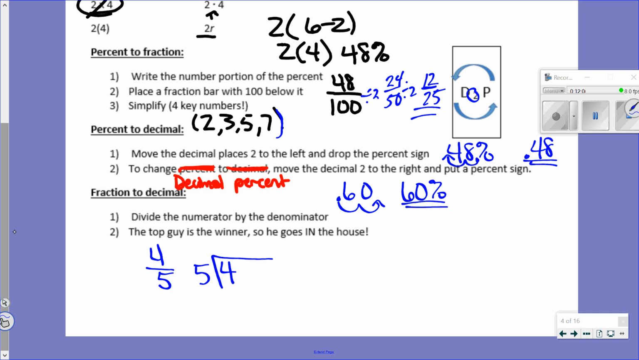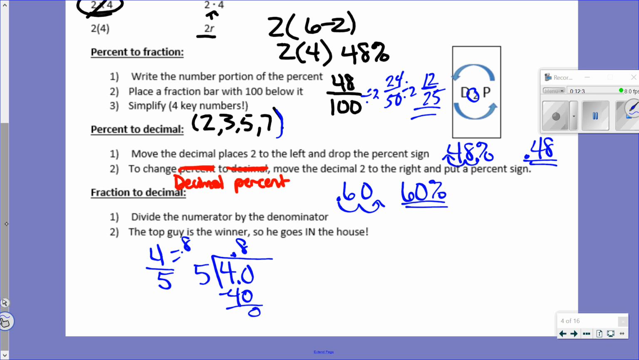Now we just do the division. Will 5 go into 4? Nope, so I add a decimal and a 0. My decimal comes straight up in my answer. 5 goes into 40 8 times. There we go, 8/10. 4/5 equals 8/10 as a decimal. Any questions?